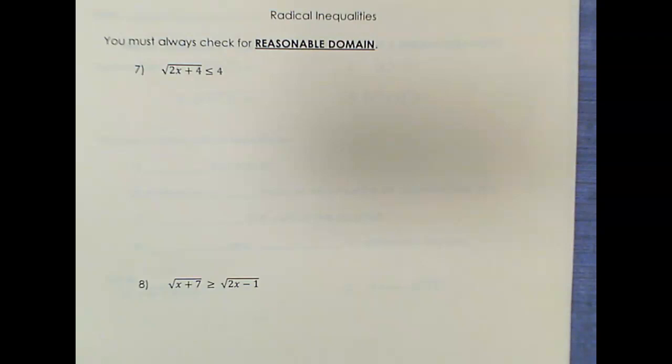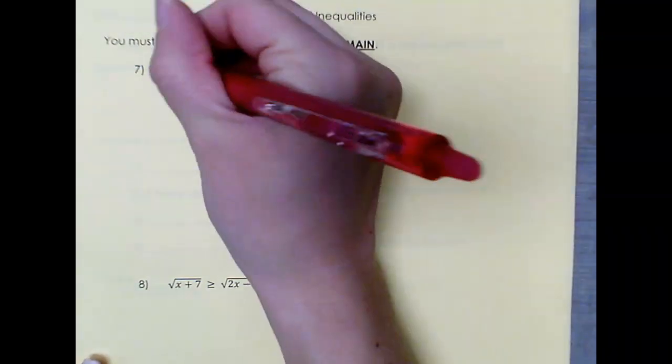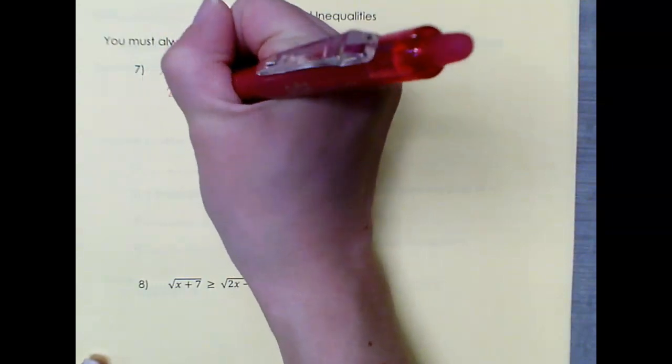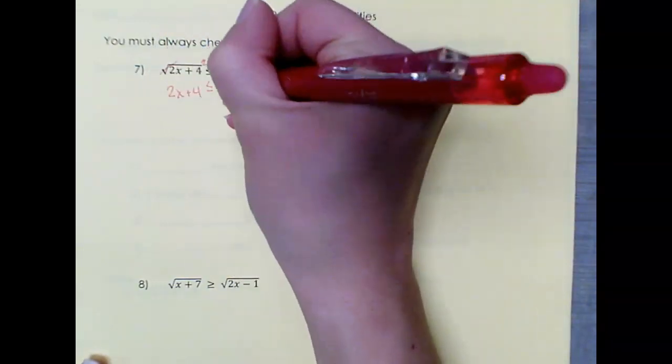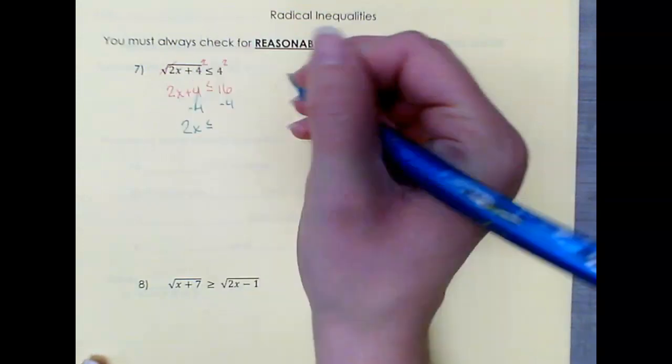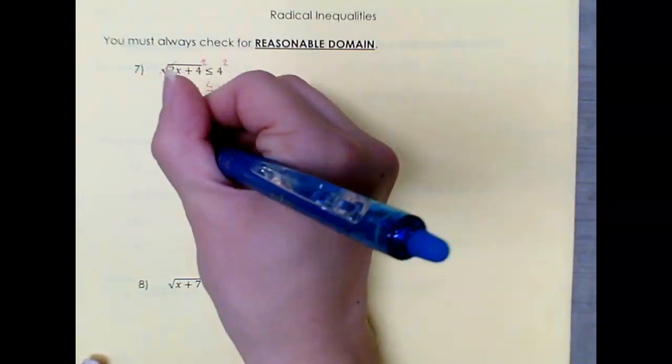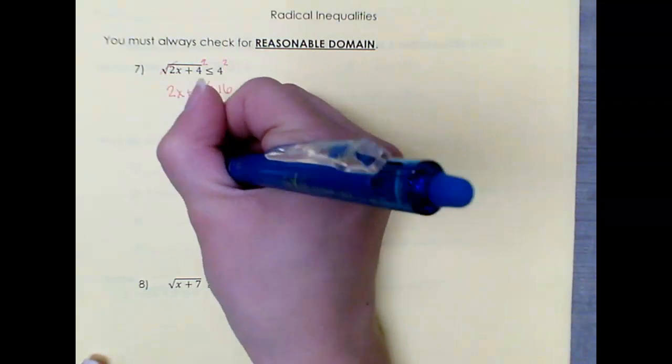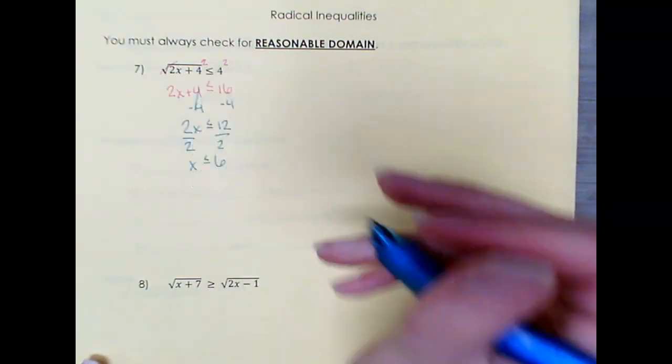So when I solve in a similar way. My radical is isolated, so I don't have to deal with that. I'm going to square both sides. When I do that, I get the radicand 2x plus 4 is less than or equal to 16. I want to solve for x, so I move the constant. This is all the same thing. Everything so far is exactly the same. Divide by 2. X is less than or equal to 6. And we have an answer.